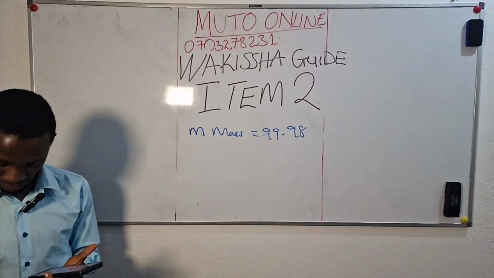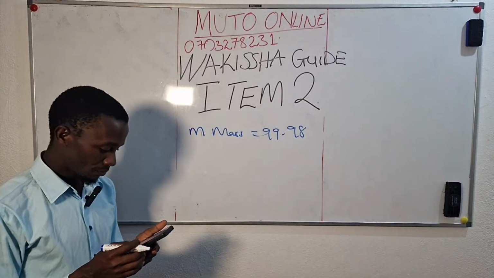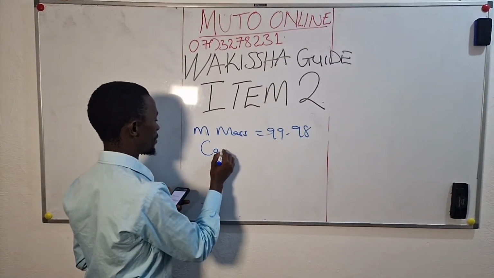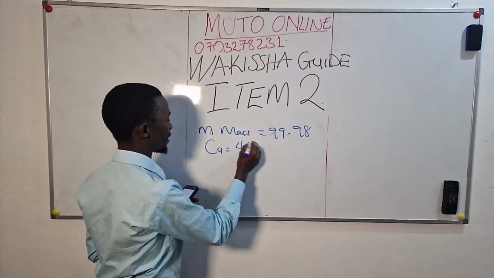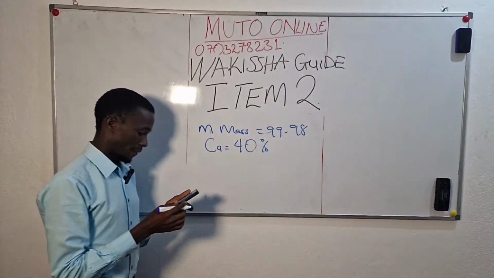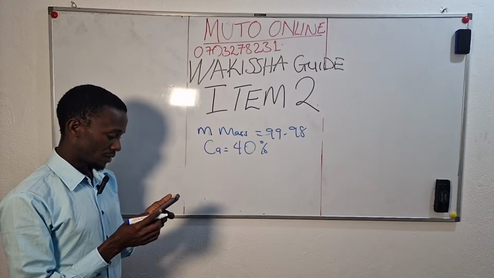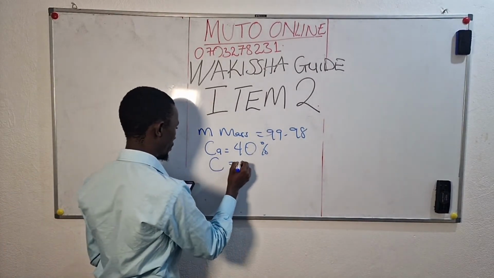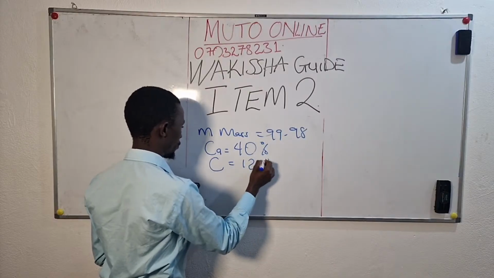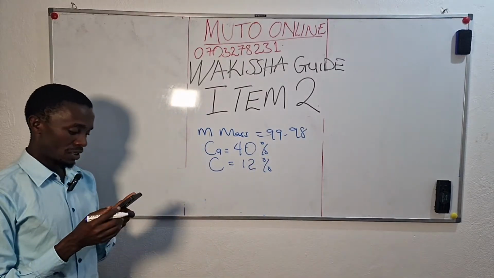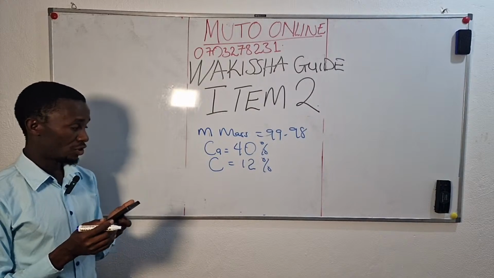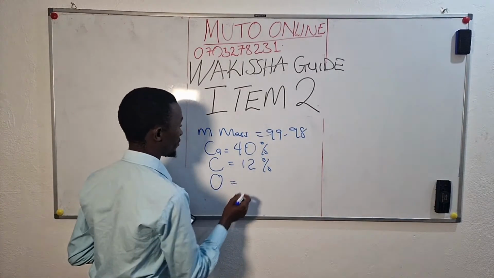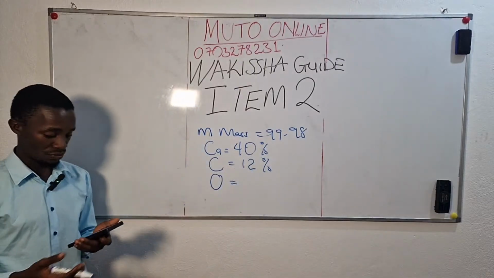And they are saying that it contains 40% calcium. So we have calcium in it as 40%. 12% is carbon. And they are telling us the rest is oxygen. So this is in percentages. We shall look at it.